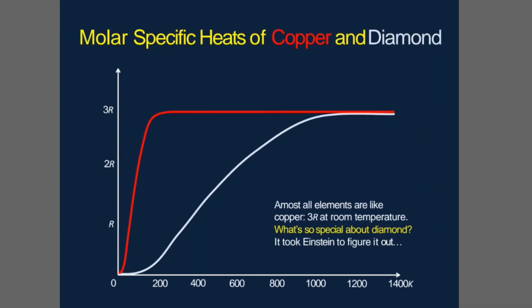Molar specific heats of copper and diamond, where copper is red and diamond is white here. Almost all elements are like copper, at 3R at room temperature. What is so special about diamond? It took Einstein to figure it out.